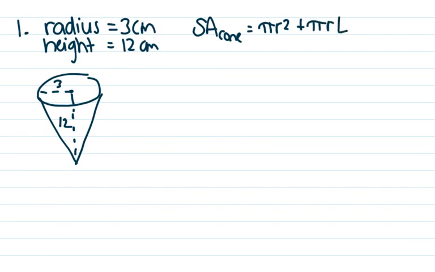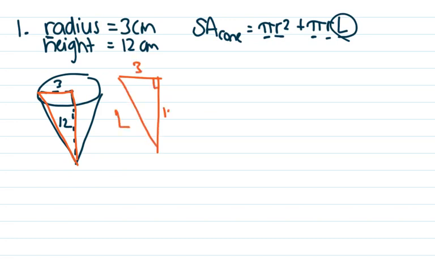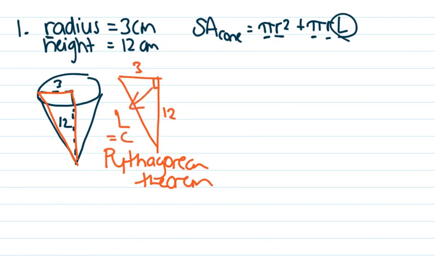So I know r and I know pi, but I need to find l in order to fill in this equation. So if I take from this cone, this triangle here, I can find the length of l using the Pythagorean theorem, which you learned in the last lesson. So in this case, l is in the place of c because it's opposite the 90-degree angle.